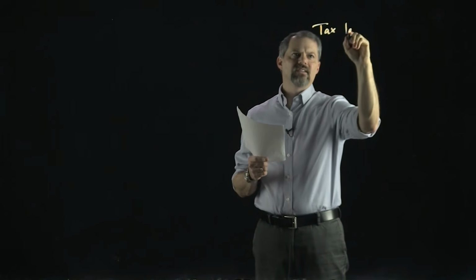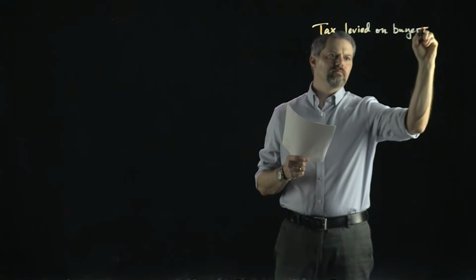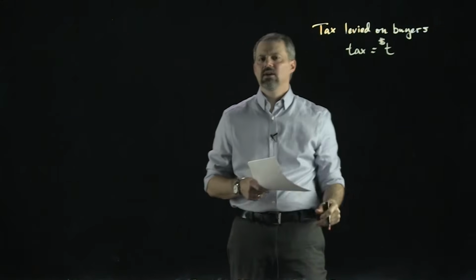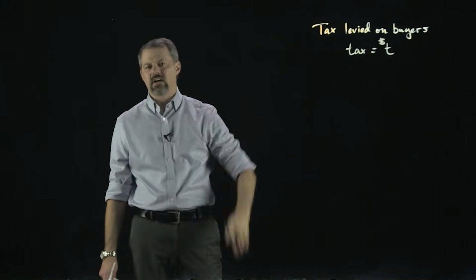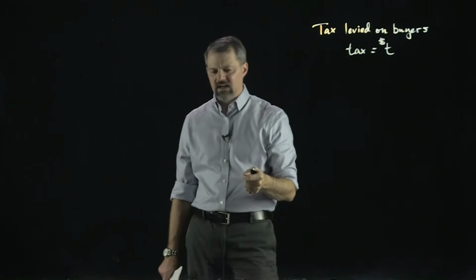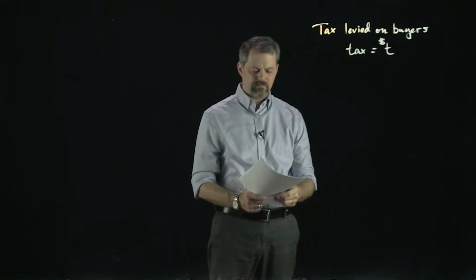So let's think about a tax. Let's start with a tax levied on the buyers. Let's suppose the tax is equal to $T. Okay, so that could be $1 per unit or $5 or $50 or $1,000 per unit. But this is a tax levied on the buyers. So when the buyers buy the good, they have to additionally send off some money to the government. Okay?